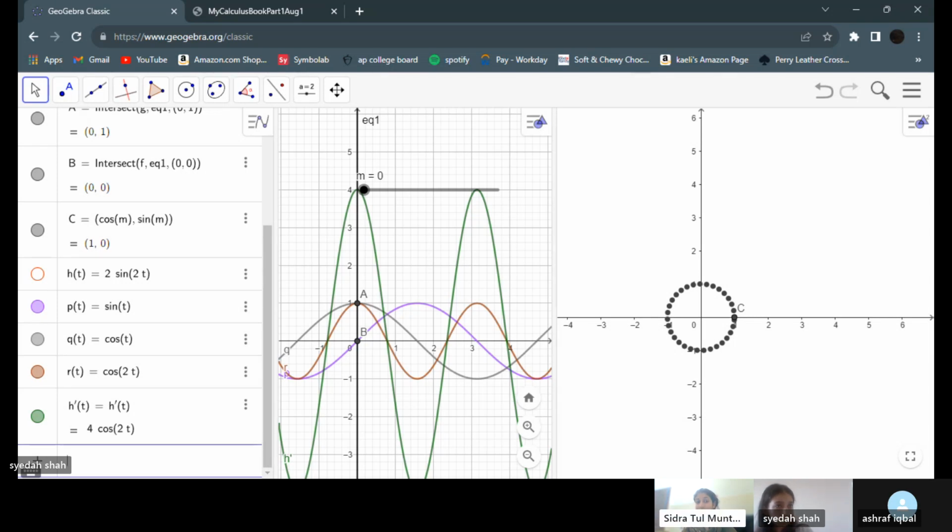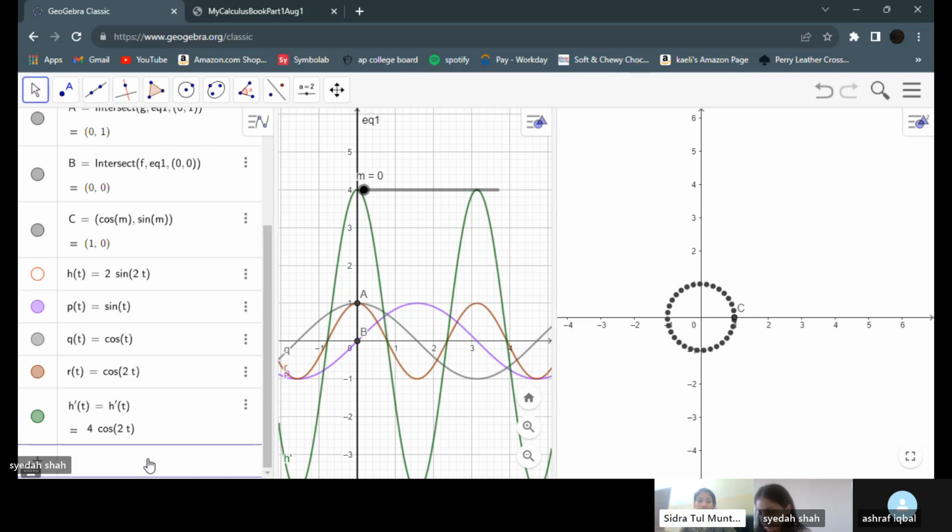Halima, you have got what I have said? Yes. But when you have something multiplying with the angle, it means that your derivatives are going to change. The amplitude of the wave is going to change.